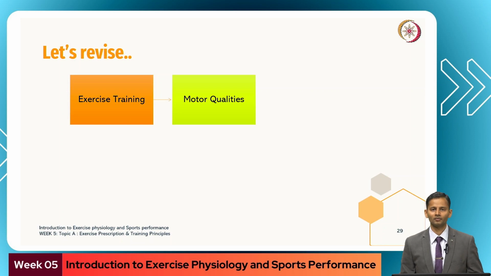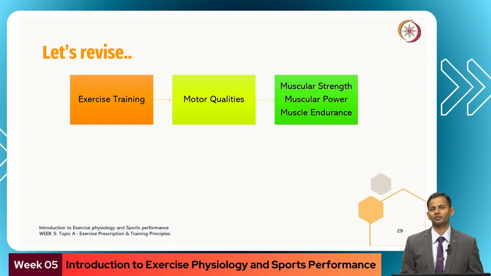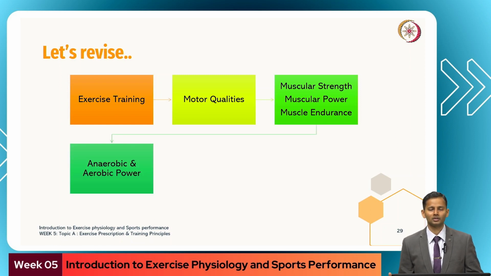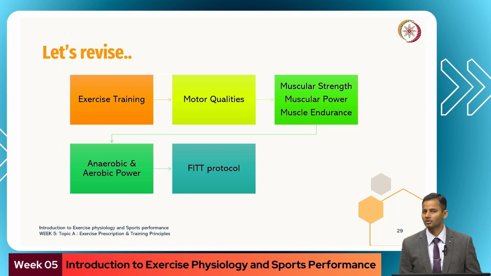We saw the difference between the motor quality and the skill, the nature versus the nurture arguments, and the important motor qualities that are required for better performance, that is the muscular strength, the muscular power, muscle endurance, anaerobic versus the aerobic power, and various basic terminologies which are commonly used in exercise prescription, namely the FIT protocol, including the frequency, intensity, the type of exercise, and the timing or duration of the session.